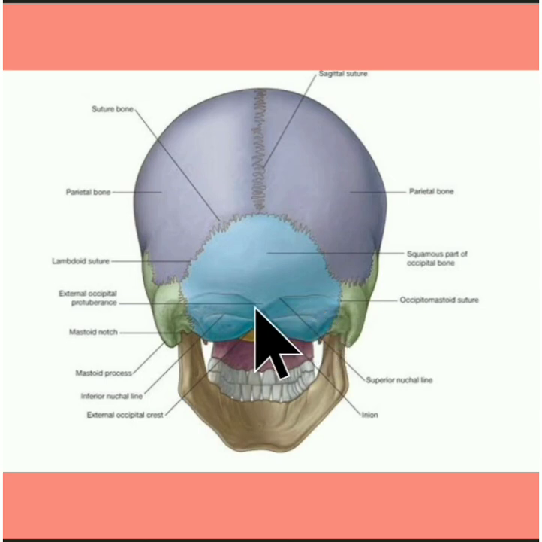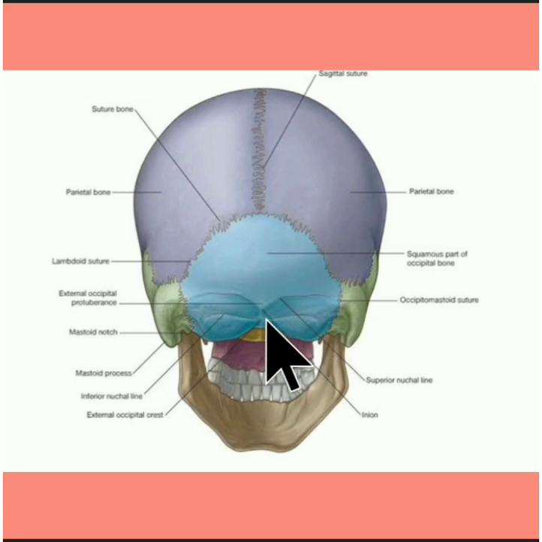Then the highest nuchal line, which is present 1 centimeter above the superior nuchal line. In the medial part of the highest nuchal line there is the attachment of epicranial aponeurosis, and in the lateral part there is the origin of the occipital belly of occipitofrontalis muscle.